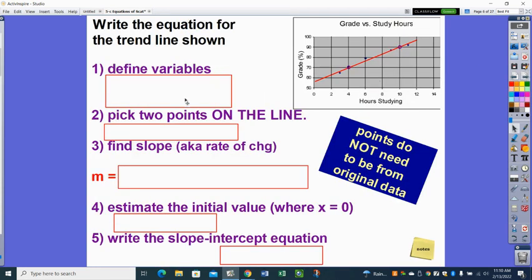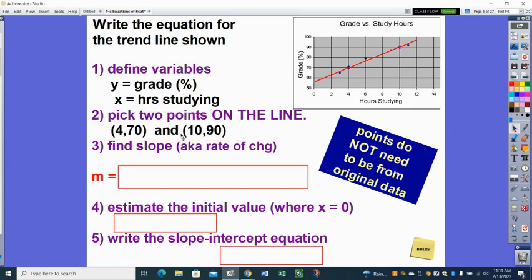So again, defining the variables. X is going to be our hours studying, and Y is going to be our percent grade. So when I go to list this point, I'm going to put X of 4 and a Y of 70 and an X of 10 and a Y of 90. So here's defining our variables. We've been doing that forever. And here is our points that I just mentioned.